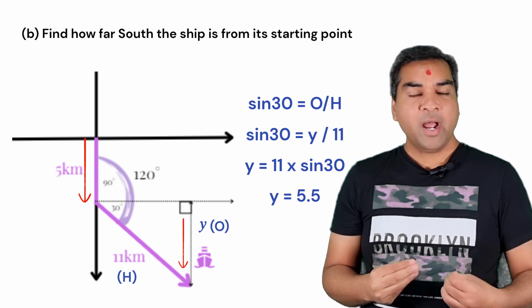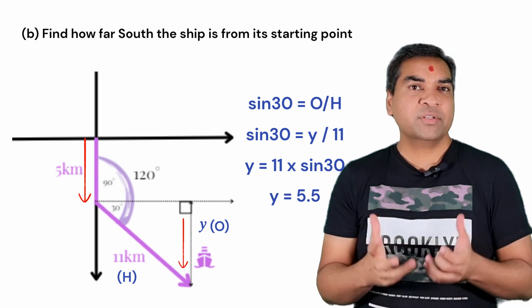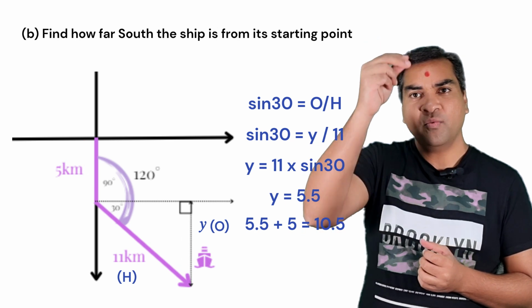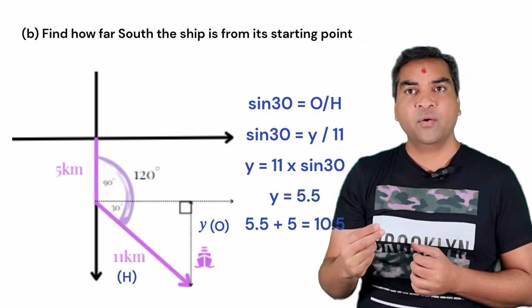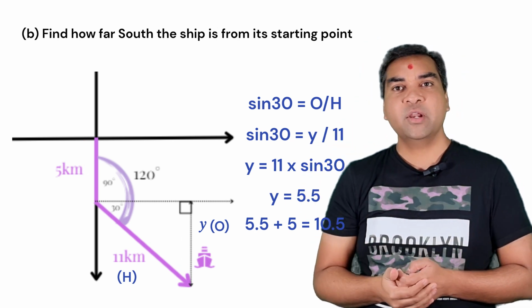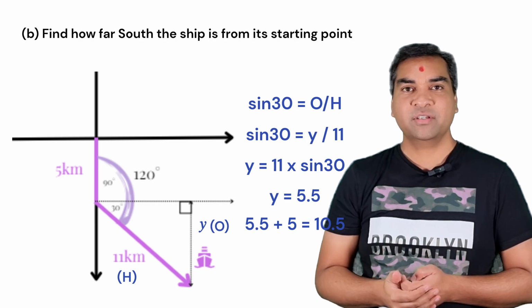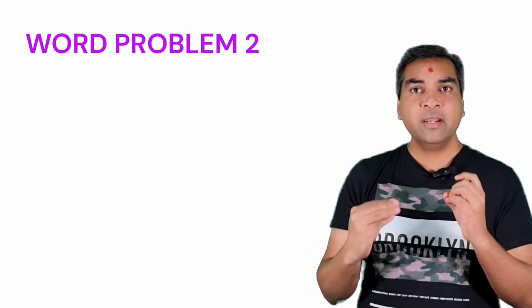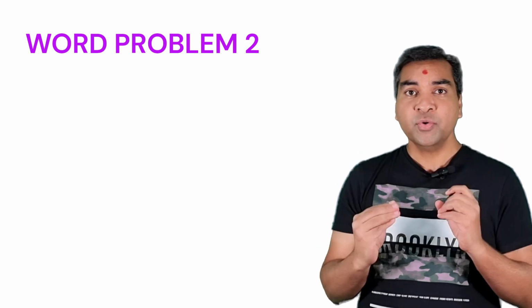So right from the starting, if you want to see how much distance travelled in the south direction, it's going to be 5.5 plus 5, which is going to be 10.5 kilometers from the starting position. Now we'll look at the second word problem based on bearing. This word problem is a bit more challenging than the first one, but after learning this question, you will truly master the concept.